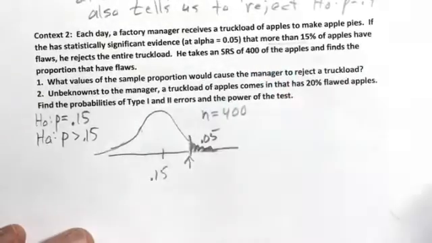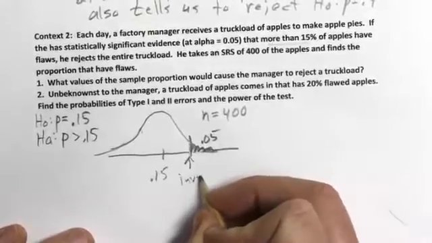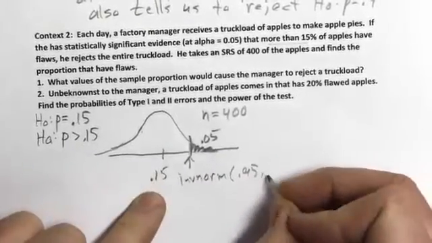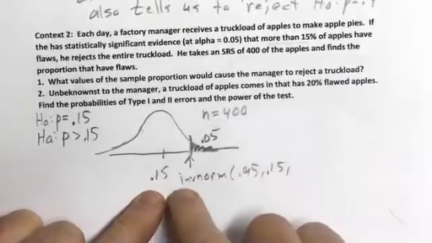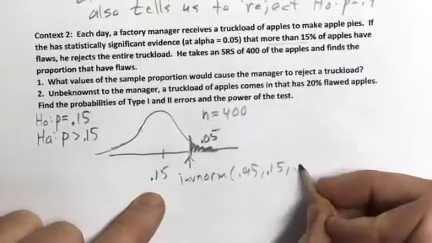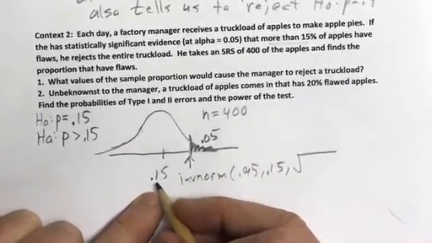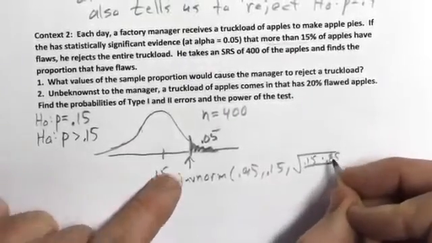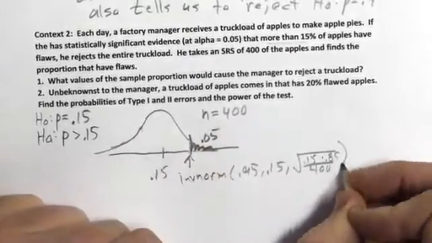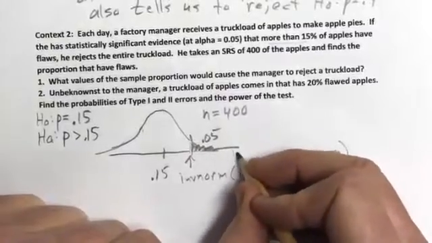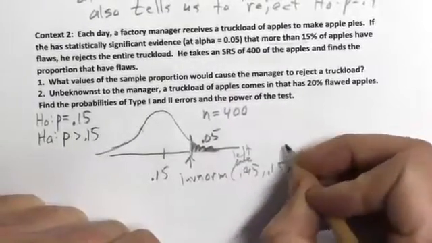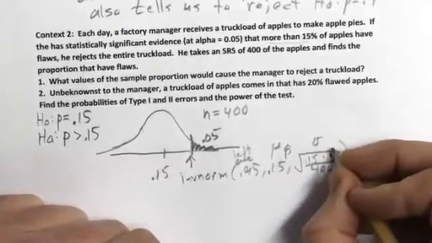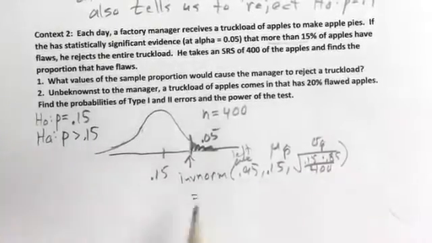Inverse norm. We would say inverse norm of 0.95. The mean here is 0.15. And then the standard deviation of our sampling distribution, as we've done for 3 chapters now, is the square root of that times 1 minus that, which would be 0.85 over our sample size of 400. And so this would be our left area. That is our mu, and that is our sigma of our p hats.